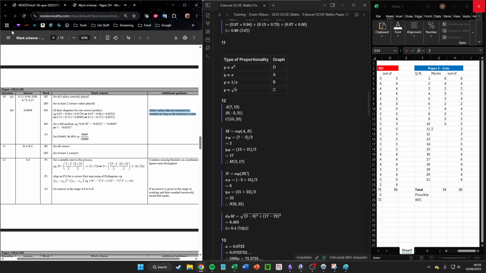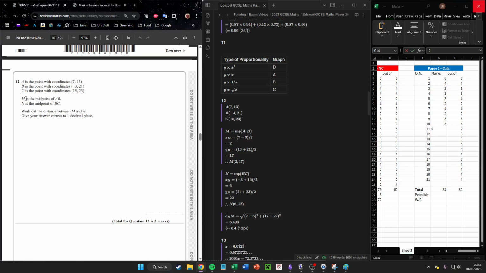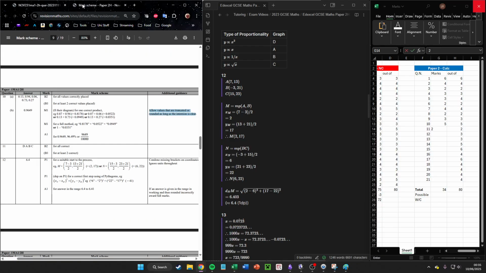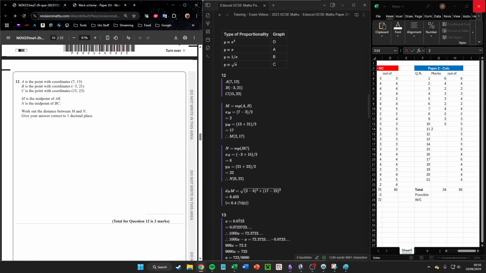6.4. This is question. Let's have a question first. Don't get ahead of myself. 12, and I'm looking for the distance between M and N using sort of a bit of Pythagoras, basically. And I got 6.4. And the answer was 6.4, and it was basically just finding the midpoint coordinates of both, and then using Pythagoras, I did all of that and got 6.4. So that is the 3 marks. Yeah.